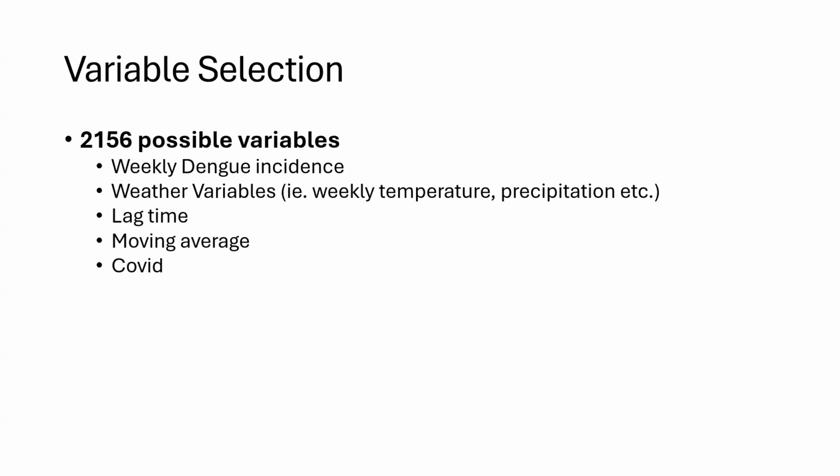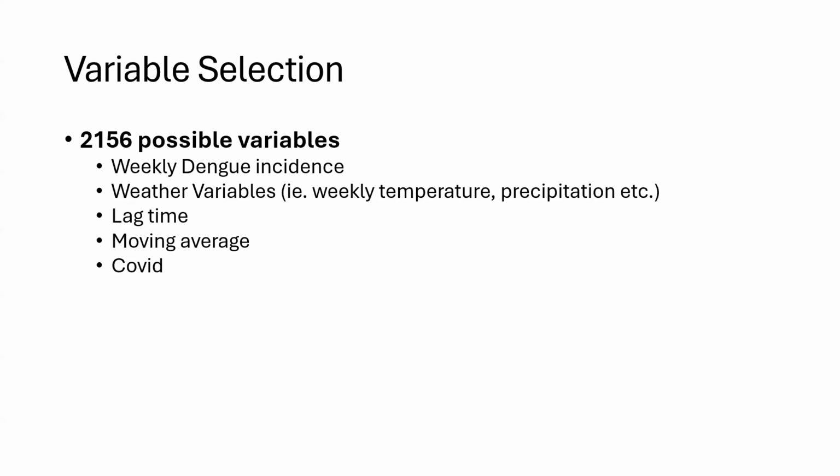The second thing we did, because we want to see what time period these variables are influencing dengue on, is a lag time. So we did a lag time of 1 to 52 weeks. So we took every weekly weather variable and lagged it 1 week back, 2 weeks back, going out 52 weeks to cover the seasonal variation over a year. And then we also looked at all these variables on a moving average.